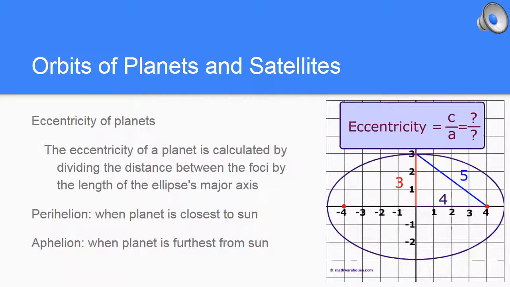And also some important terminology to know is perihelion and aphelion. So the perihelion is when the planet is closest to the sun, and the aphelion is when the planet is farthest from the sun.